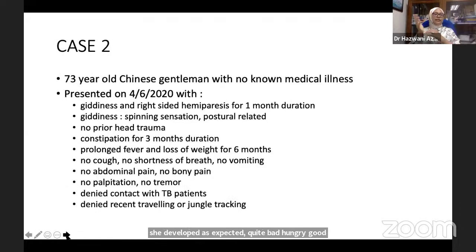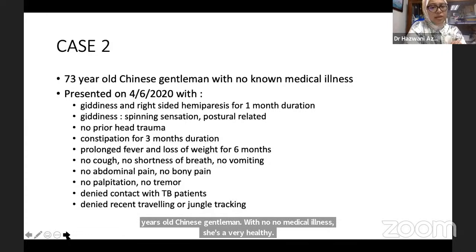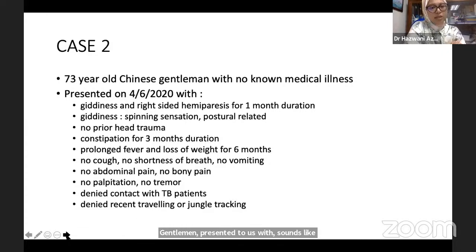So this is my interesting second case. I have a 73-year-old Chinese gentleman with no known medical illness, a very healthy gentleman. He presented to us with what sounds like a stroke, giddiness and right-sided hemiparesis for 1 month duration. He had some giddiness that was postural related, most likely hypovolemic symptoms. He was also constipated. Other than that, not significant.